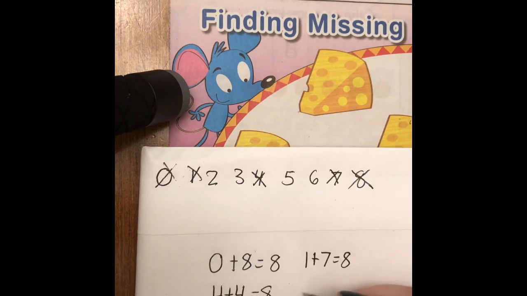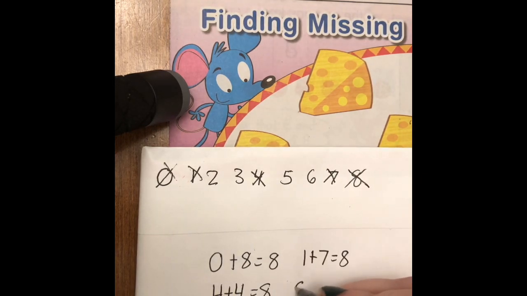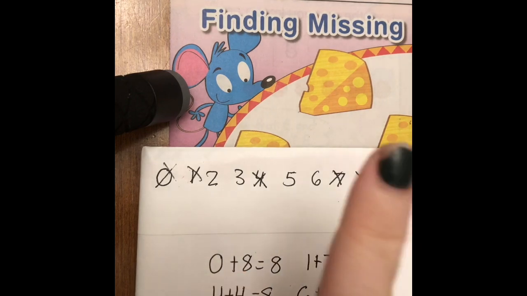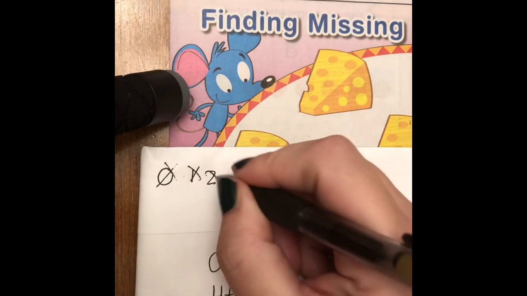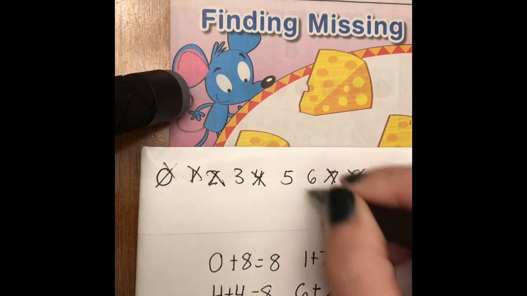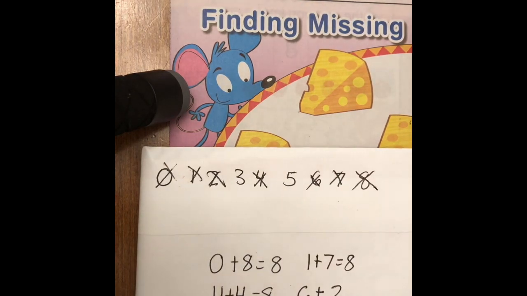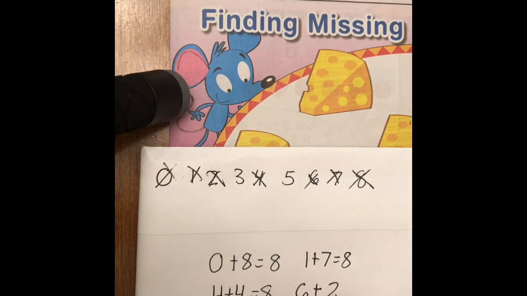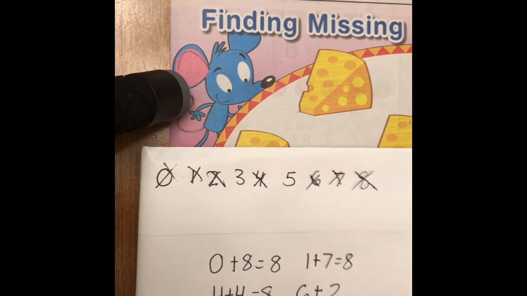Okay, let's put a 6 down. All right. Start at 6 and go to 8: 6, 7, 8. That's 2. So we'll get rid of the 2 and the 6. And then that leaves us only with 2 more, 3 and 5. So we'll put those together. 3 plus 5 equals 8.